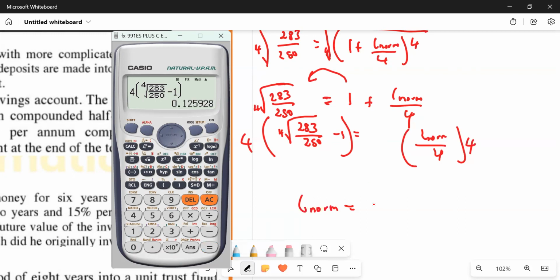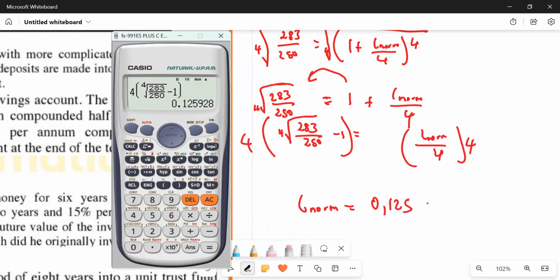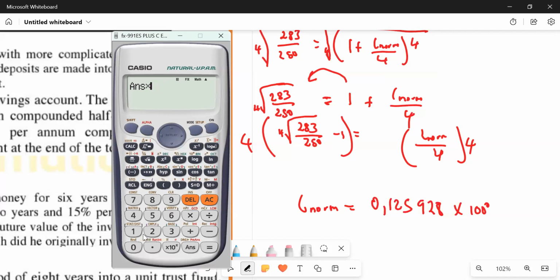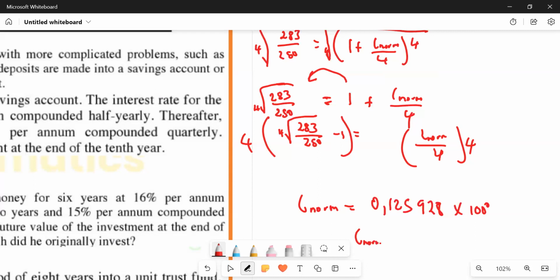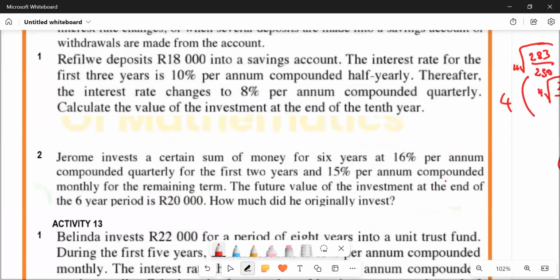Okay, this is what we get as a decimal: 0.125928. And then we multiply by 100 here, again because we want it as a percentage. If we multiply by 100, it says i nominal is going to be given as 12.59 percent. And then we're officially done with the first one. Okay, let's get the second one then.